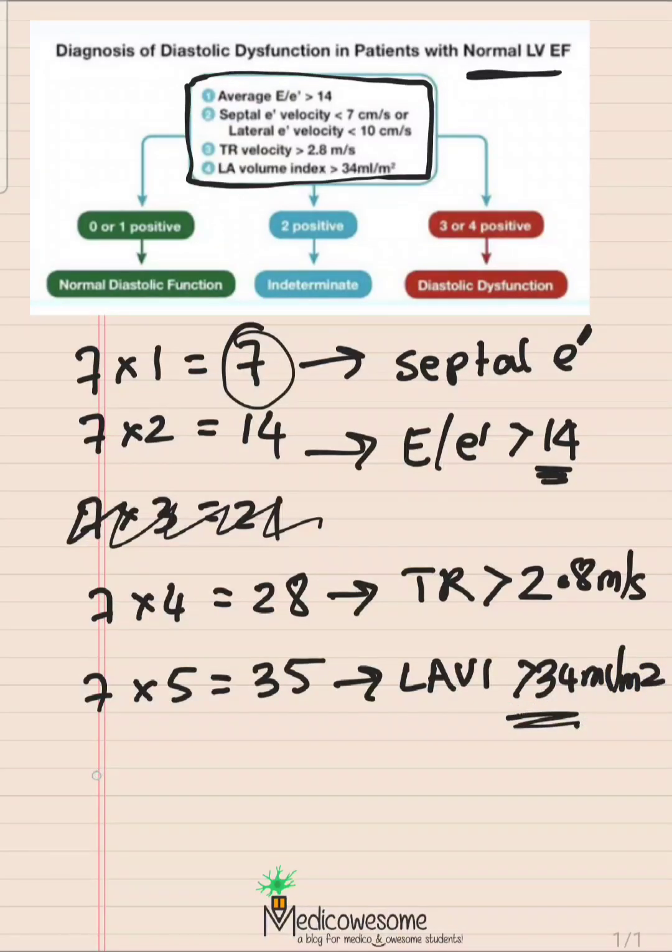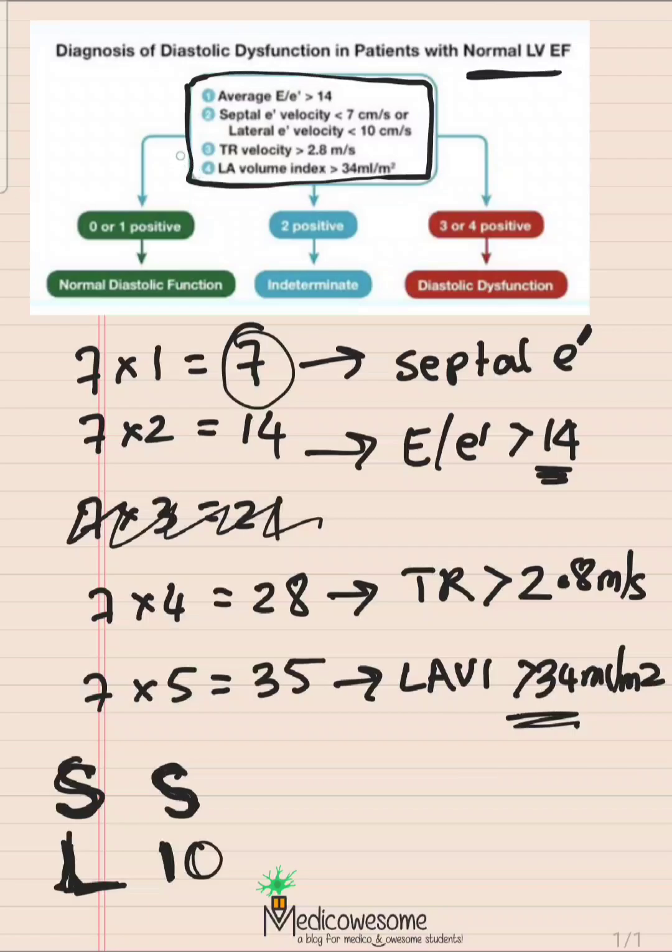The way I remember that septal has to be less than 7 is that we both start with the letter S. So septal less than 7, the E prime. And then the lateral 10, I kind of just remember it, but the L looks like a 1, so that's how I remember 10, but I don't know if that helps.